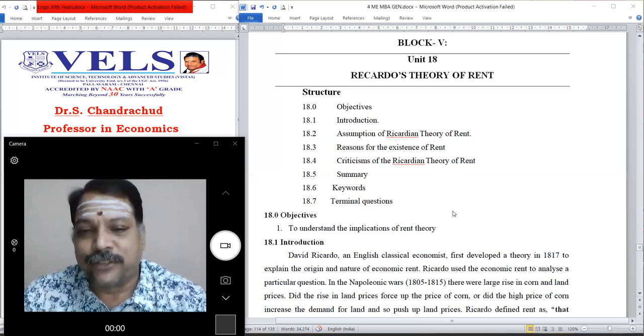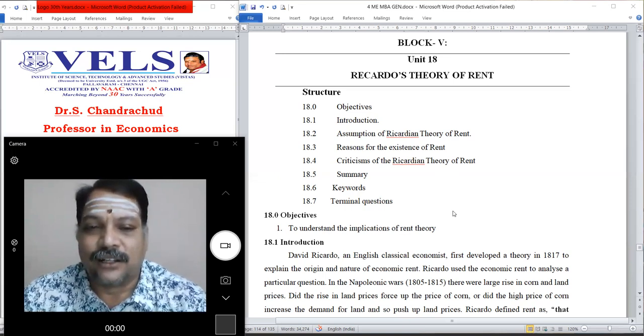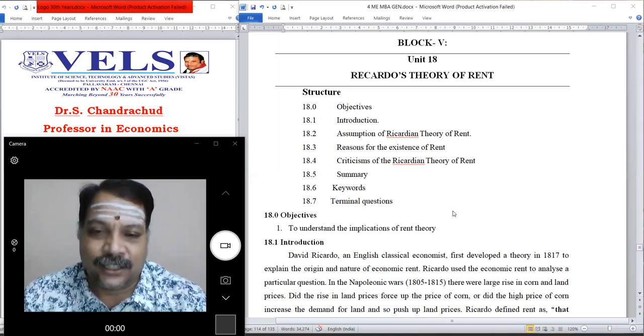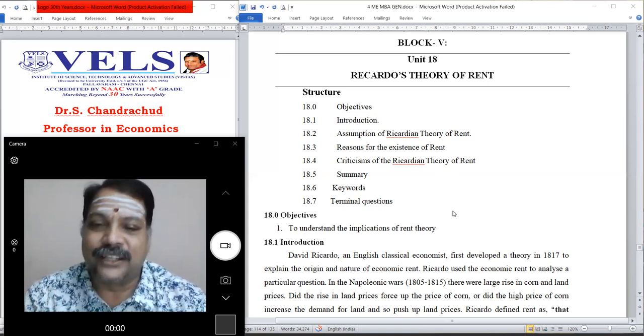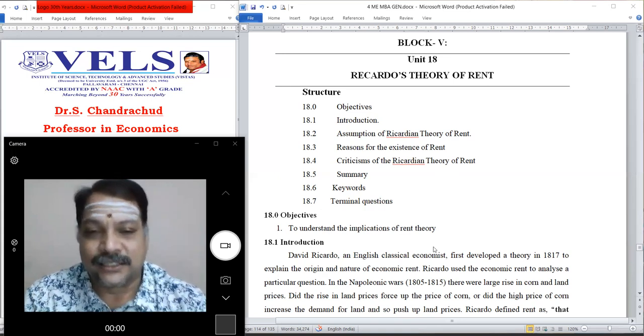The main objective of this theory is to understand how the rent theory implicated the economic factors. Let us get into the class.